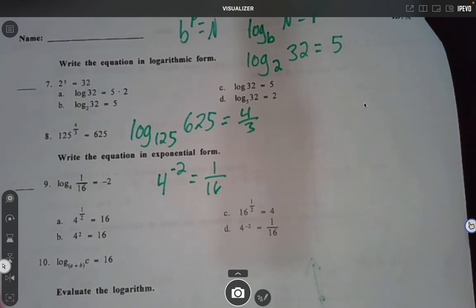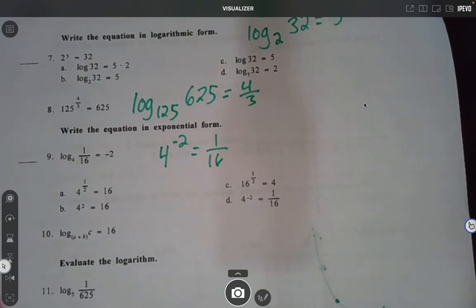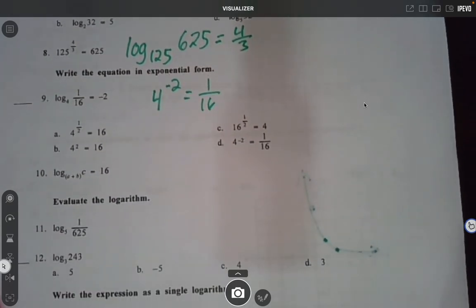Then it looks like number 10 is not on there. Do y'all want me to go over it? No. Okay. Let's move along. Evaluate the logarithm. Yes, this one, it looks like number 11 is on there.